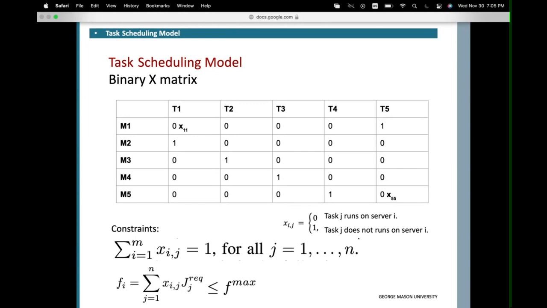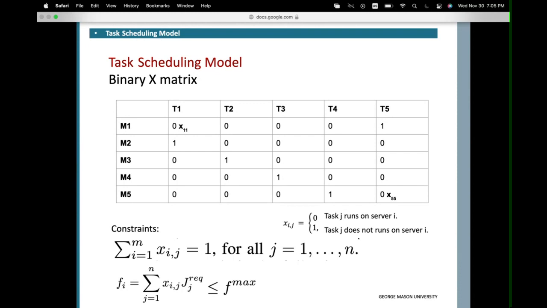And there are some constraints here. We want to make sure that the task runs on only one machine. So if we add together all of the column here, the summation will produce just one. That's the first constraint. When we add together, we want to make sure that the summation always leads to 1. 1 means it's running on machine 2, 0 means it's not running on that machine.